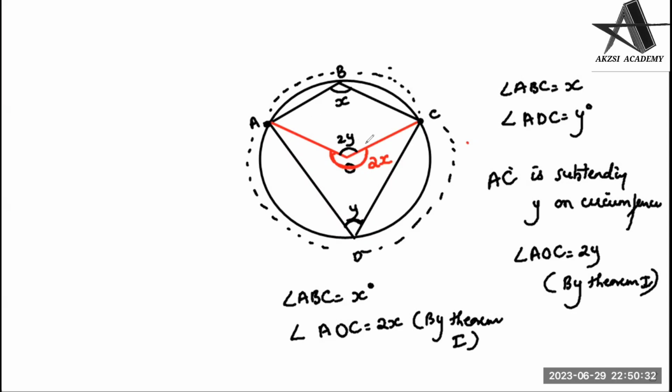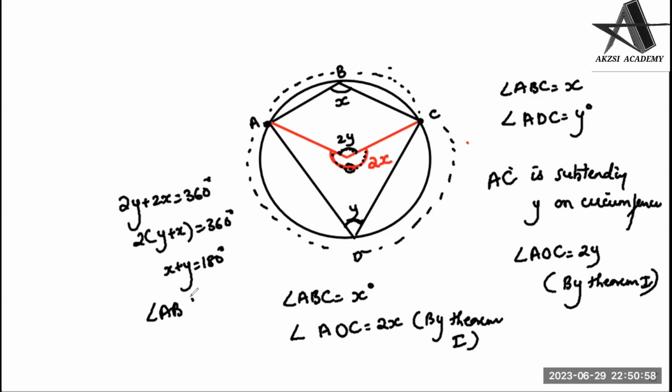Now clearly we know that this part is 2x and this part is 2y. And we know the total angle is always 360 degrees. So 2y plus 2x is equal to 360 degrees. Taking out 2 common, y plus x is equal to 180 degrees, or x plus y is equal to 180 degrees. What is angle x? It's angle ABC. And what is angle y? Angle ADC. This is 180 degrees, and that we had to prove, right? That the opposite angles add up to 180 degrees. That's your theorem 3, and this is the proof of it.